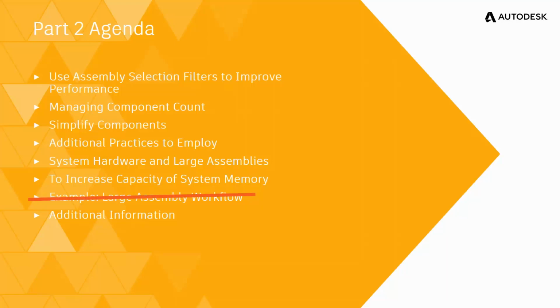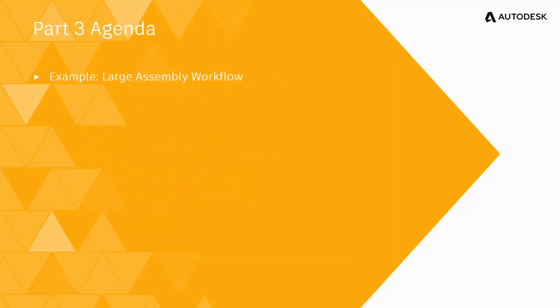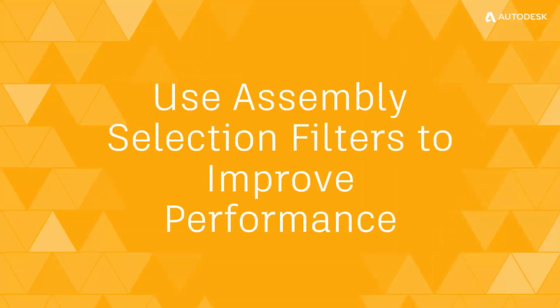So I've scratched this aspect of today's webinar, and we'll follow this up in a specific webinar that'll jump straight into Inventor and work with large assemblies to show you some of the workflows that we've been talking about over the previous 2 segments of this webinar series. So with that in mind, let's get stuck straight into the content and start by talking a little bit about how you can use assembly selection filters to improve your performance when working inside of Inventor.